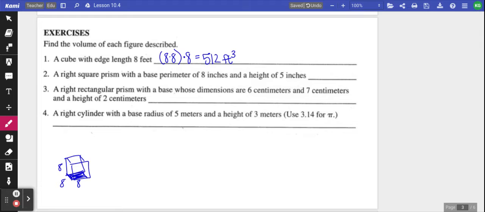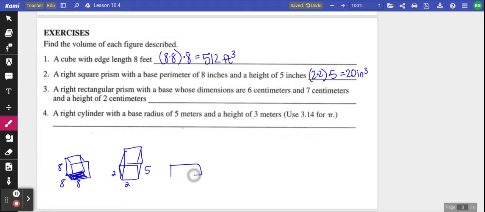This one is another square whose perimeter is 8, which means that each side is a 2. And whose height of the prism is 5. So again, I'll do base area, which is 2 times 2, and times it by the height, which is 5, which gives me 20 inches cubed.